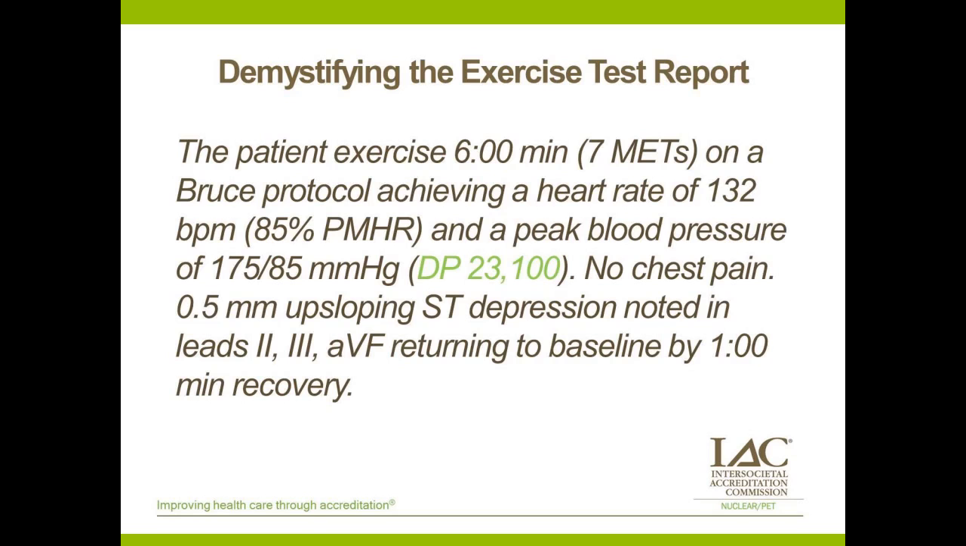So they achieved a peak blood pressure of 175 over 85, and that's a double product of 23,100. What's a double product? A double product is the rate pressure product. It's calculated by taking the maximum heart rate that a person achieved on the stress test and multiplying it by the peak systolic blood pressure achieved. In this case, it's 132 times 175, and that equals 23,100.